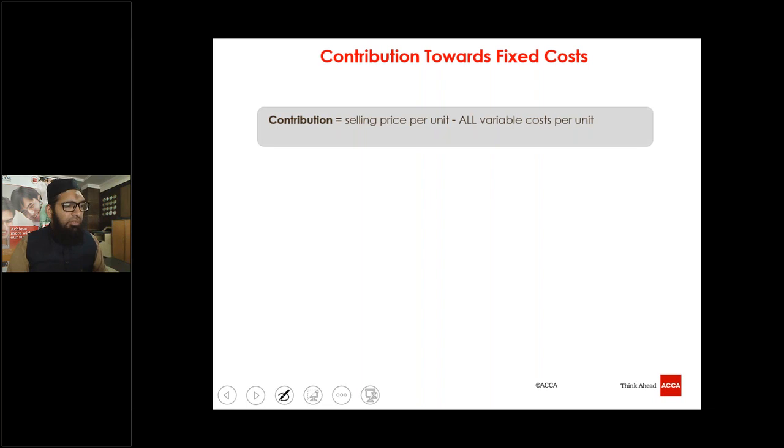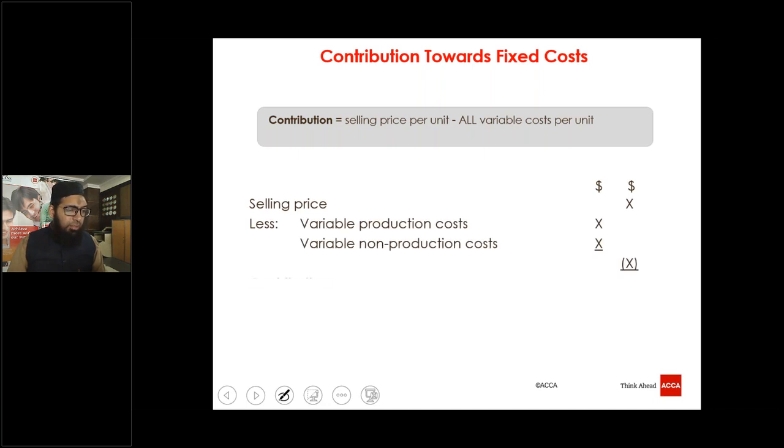The basic premise of marginal costing is that there is a concept of contribution. The contribution is equal to selling price per unit minus all variable cost per unit. And this is how we present that.